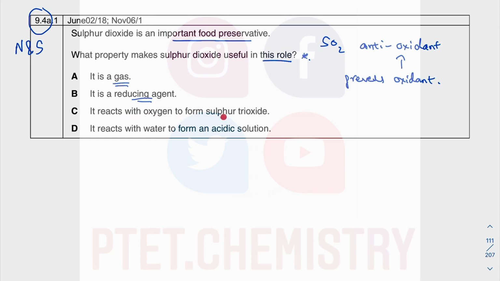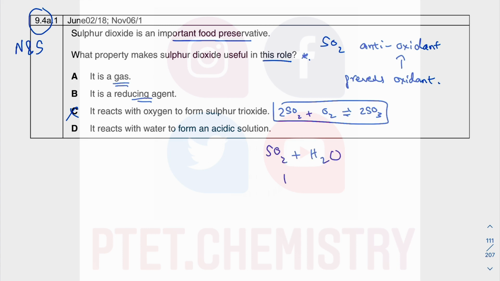So it does not react with oxygen to form sulfur trioxide. Remember, you need the equilibrium. You need the equilibrium in industry. So it doesn't happen just on its own, apart from in the upper atmosphere, when we talk about atmospheric chemistry, you have something else that is the catalyst. So it's not going to be C. It reacts with water to form you an acidic solution.